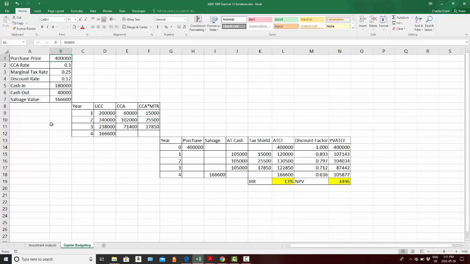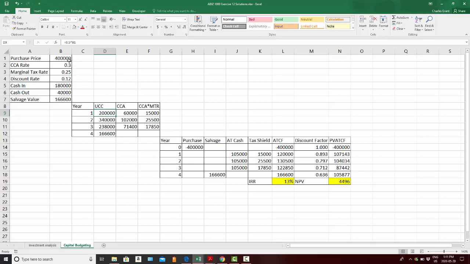The first thing we need to do is to calculate our CCA table. Due to Canadian tax laws, the allowed capital cost in the first year is half of the purchase price. So it's $200,000. Our CCA rate is 30%. So if we multiply CCA times the marginal tax rate, we'll see that our tax shield, or the amount of deduction we get for the purchase in that year, is $15,000.